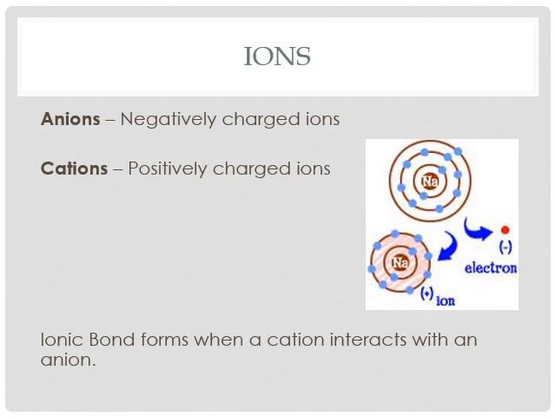Too many. It's got too many electrons, it's negatively charged. If it's a cation, it is positively charged because it's got fewer electrons. This is how you can remember it. There's a few ways. Okay, so ionic bonds form when a cation interacts with an anion.